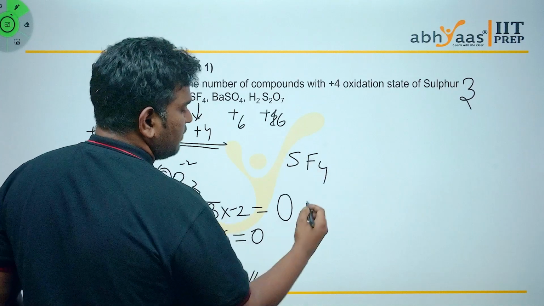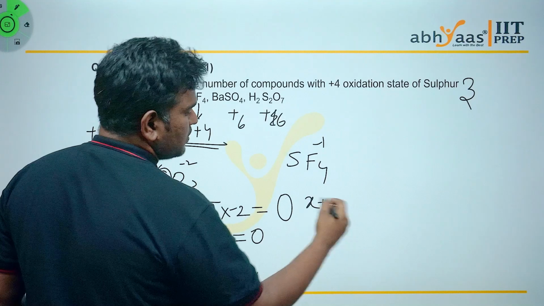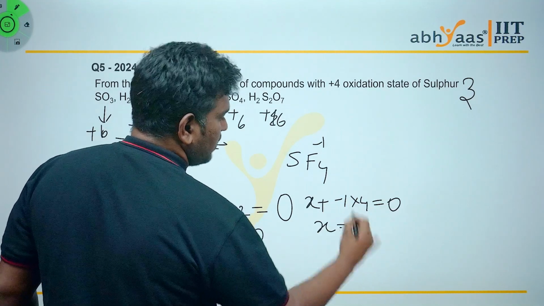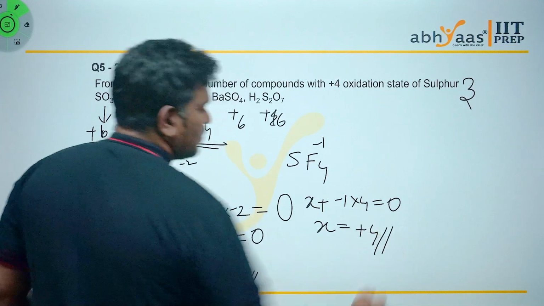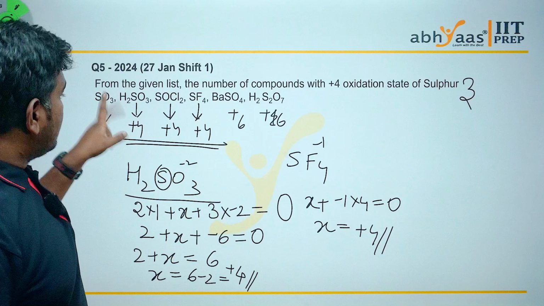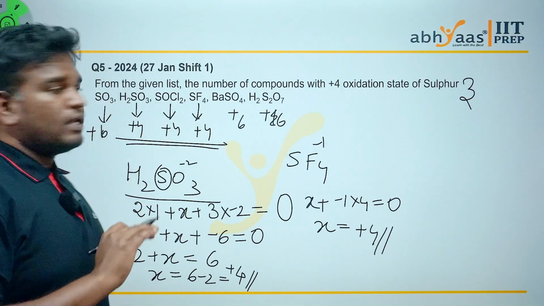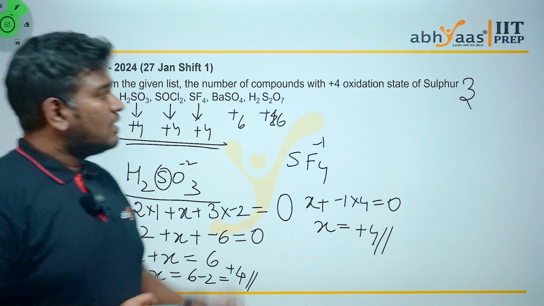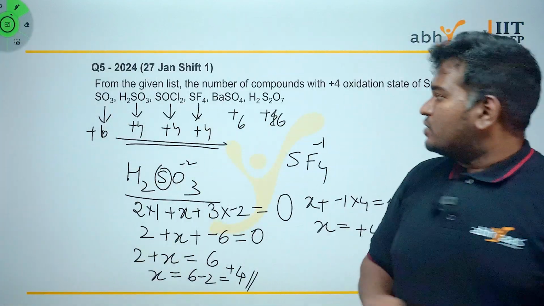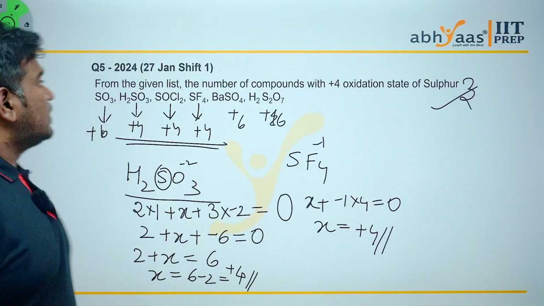SF4. Sulfur we have to find. Put it as X. Now fluorine will be having -1 oxidation state. -1 into 4 is equal to 0. Now X is equal to what? +4, right? So like that you can find the oxidation state of each compound. And here H2SO3, SOCl2 and SF4 will be having this particular +4, and others will be having +6. So the number of compounds having +4 oxidation state is what? 3, right? So our answer is 3. I hope you have understood this question. We will move to the next one.